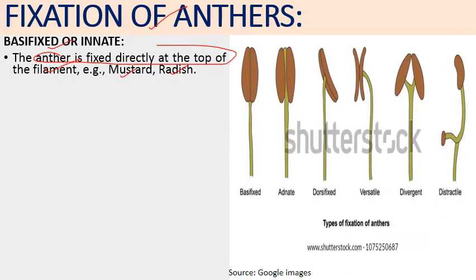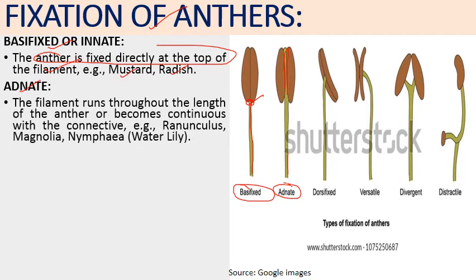These are the animated diagrams. This is the basifix condition. इसमें जो filament होता है it is directly attached to the base of anther, or we can say the anther is present at the top of filament. Next is adnate condition. In adnate condition, the filament runs throughout the length of anther, or it is directly in contact with connective. The filament runs throughout the length of anther or becomes continuous with the connective. For example, in case of ranunculus, magnolia, nymphaea, and water lily flower bear such type of anther fixation.